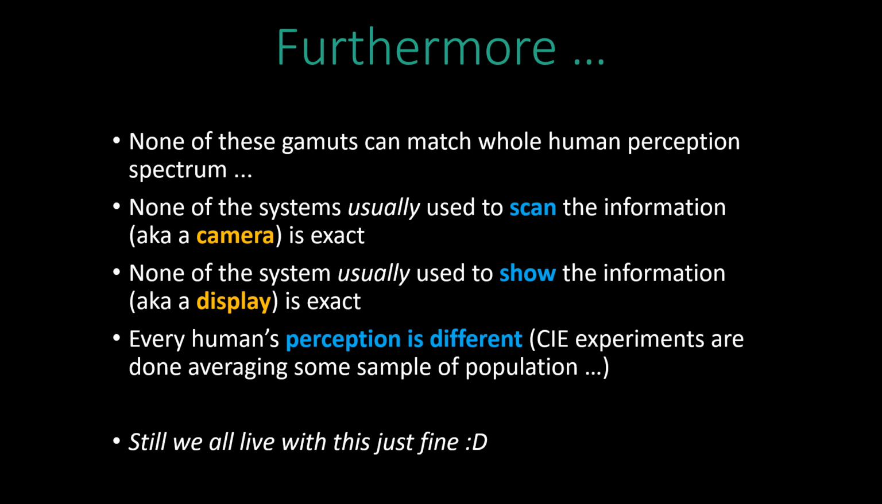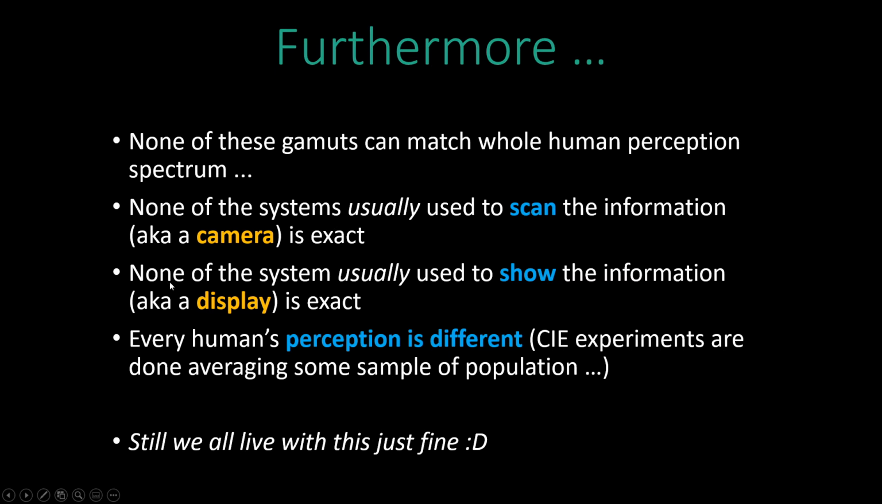Second point: none of the systems we usually use to scan information from the surroundings, something like a camera, is exact. Whenever we take a picture, we are losing information. We are degrading the colors from the beautiful real world into something that our digital chip, or even an analog film, can store. None of these is perfect. So this is loss of information, number one.